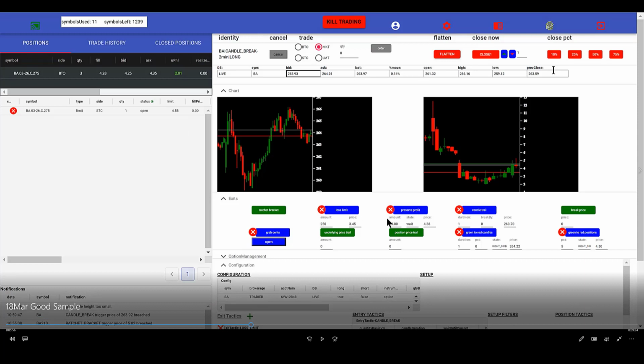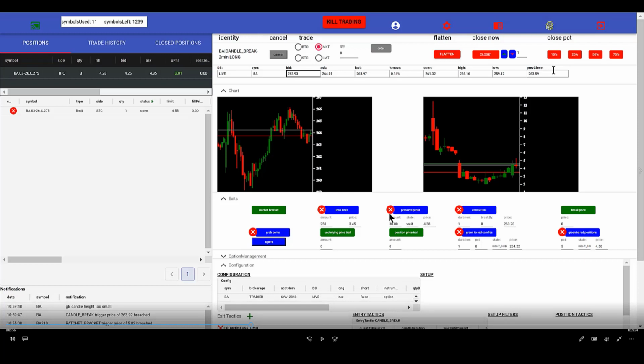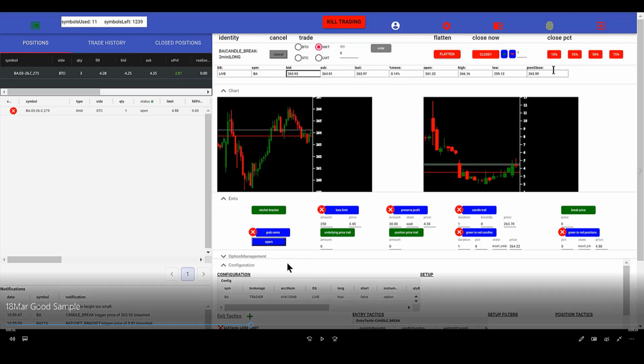All of these are optional. You can turn them on and off. You can configure them however you want, but the goal is to try and give you protection while still being able to benefit from moves in your direction.